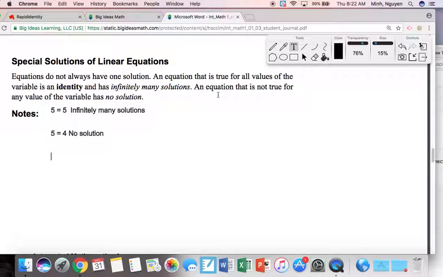So typically, you'll have something like x equals something, 1 or -5, etc. These two are special cases or special solutions. These are when there is just one solution, a specific number. Okay, moving on.